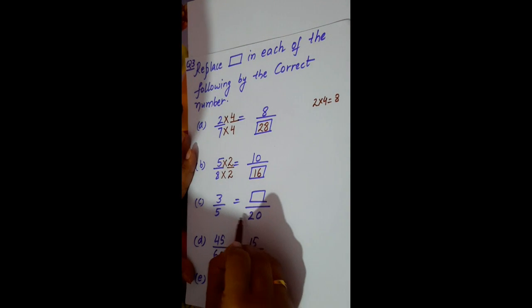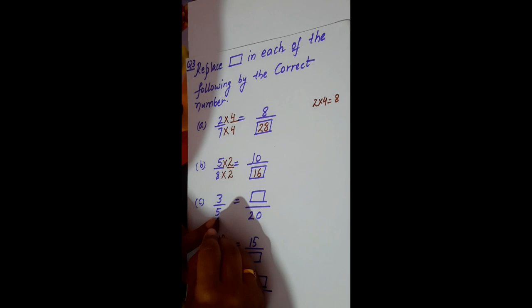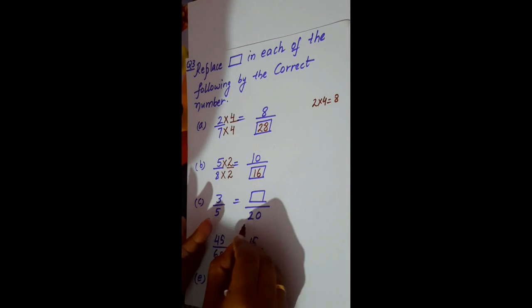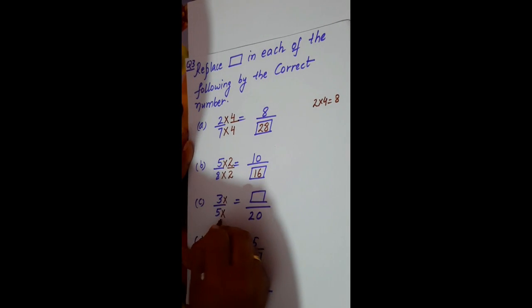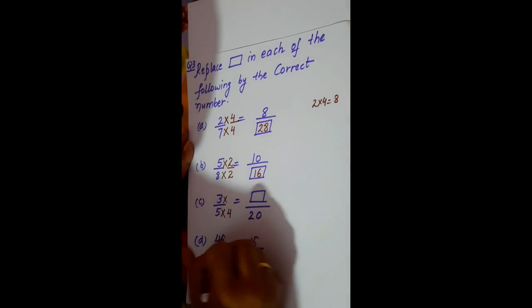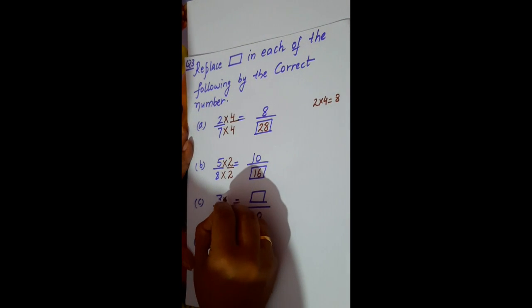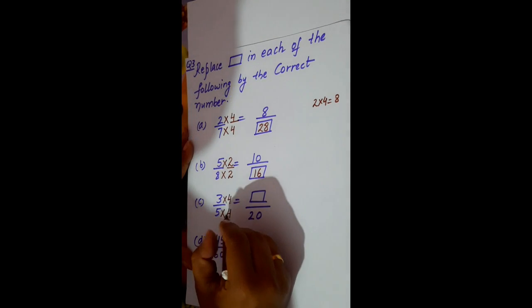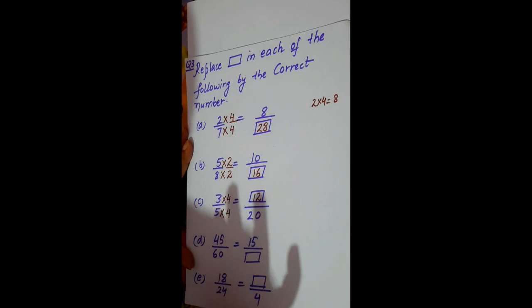Now third part. In this, the denominator is given to you, you have to find the numerator. Here we have 5, here we have 20. As 5 is lesser than 20, it means you have to multiply. We know that 5 4s are 20. So you have to multiply 3 by 4, because by the same number you have to multiply numerator and denominator. So 3 4s are 12, 5 4s are 20.